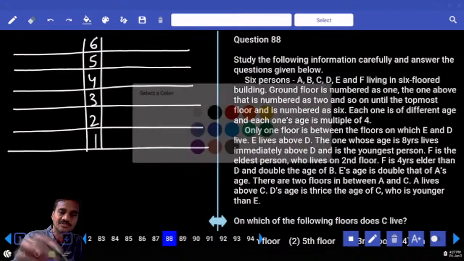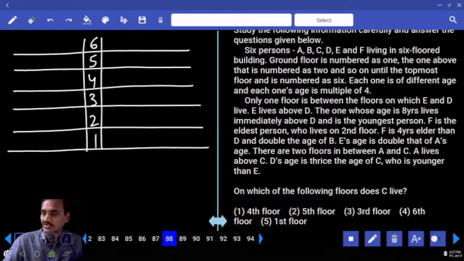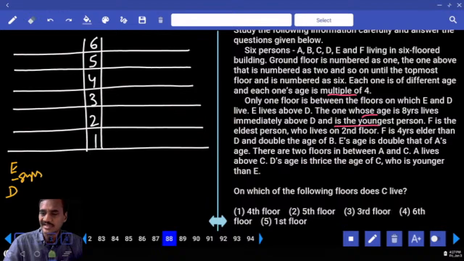Then coming to condition number 1. Now in this condition number 1, only one floor is between the floors in which E and D live. E lives above D. Between E and D, there must be exactly one. And the one whose age is 8 years lives immediately above D. Each one is a different age, each one is a multiple of 4. Now this person who is 8 years lives immediately above this D. Clear? And D is the youngest person.